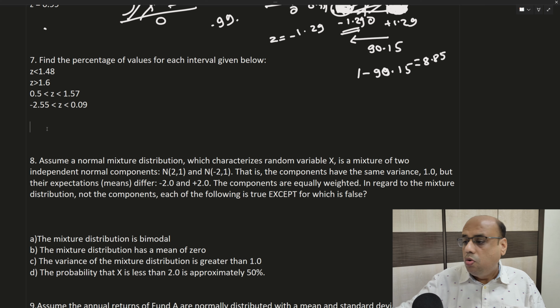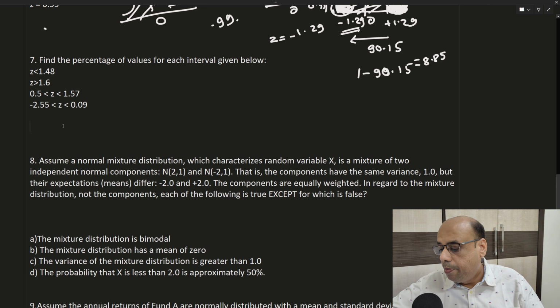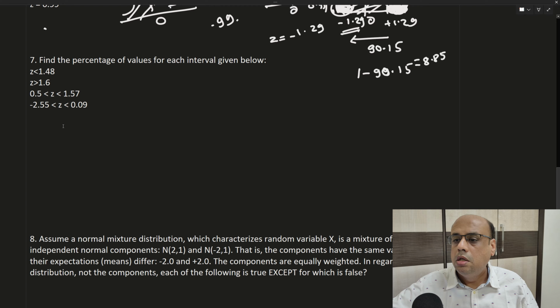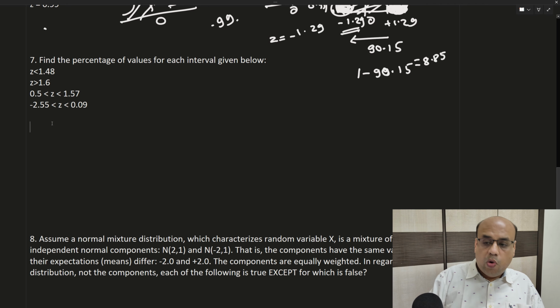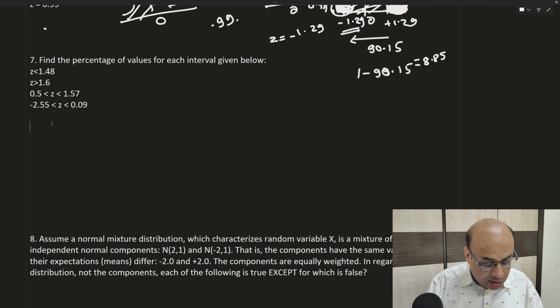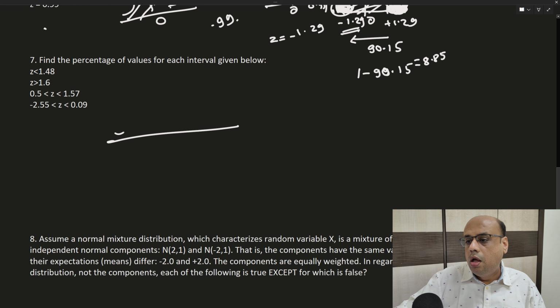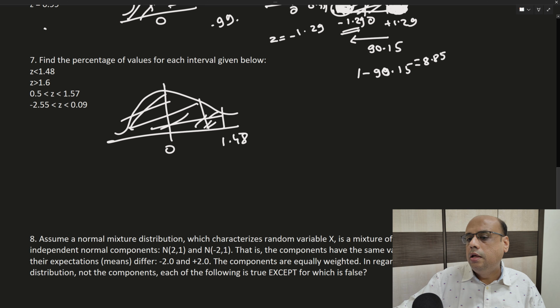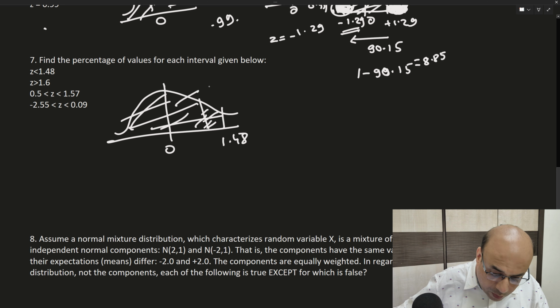Again, this is similar to the previous question. So 1.48, okay? So z is less than 1.48. If we go to 1.48, 93.06 is the answer, right? So 0, 1, here is 1.48. So this portion area is how much is coming?